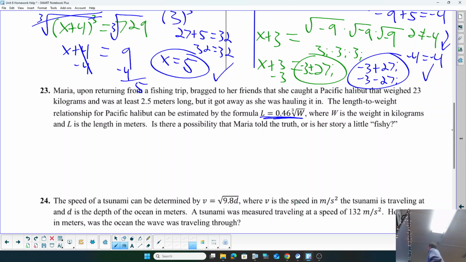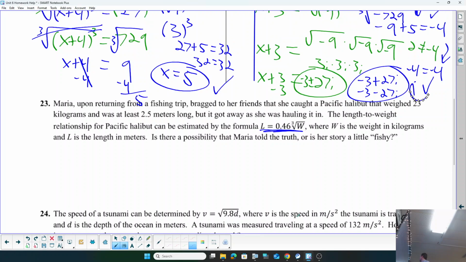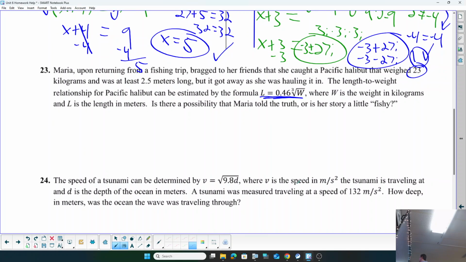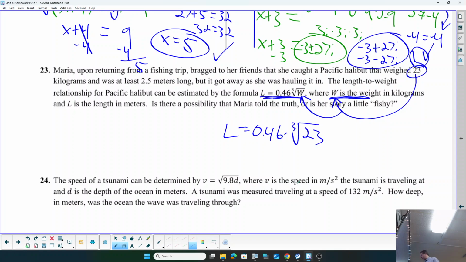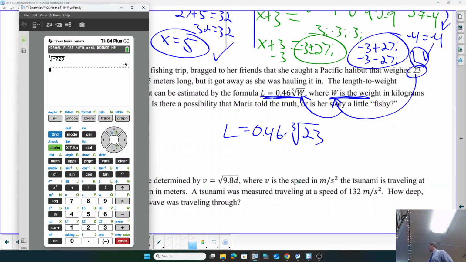So let's go ahead and plug it in and see. So we're going to take 23 kilograms and plug it in. And so W again is the weight, and so we're going to take 23 for W, and we're going to plug it in. So we get L is equal to 0.46 times the cube root of 23 kilograms. And so we plug that into our calculator. So we get 0.46 times the cube root of 23. And we get 1.3.